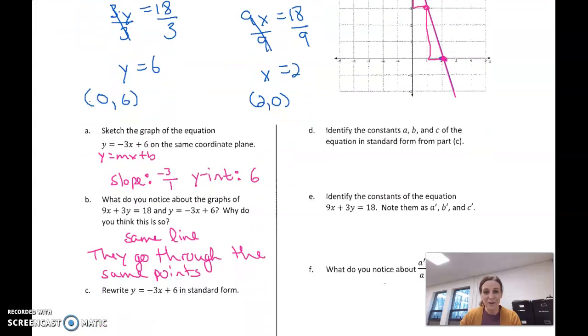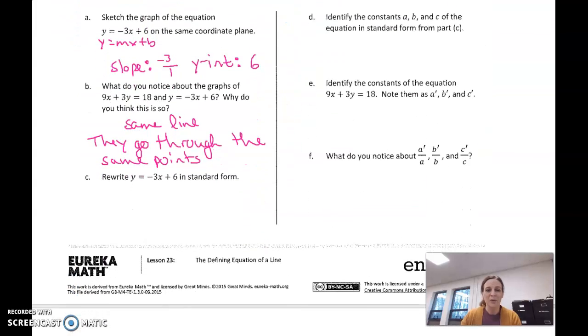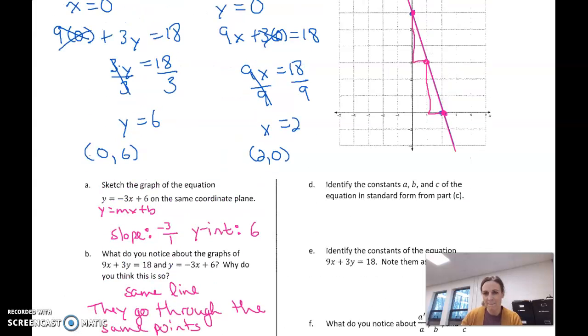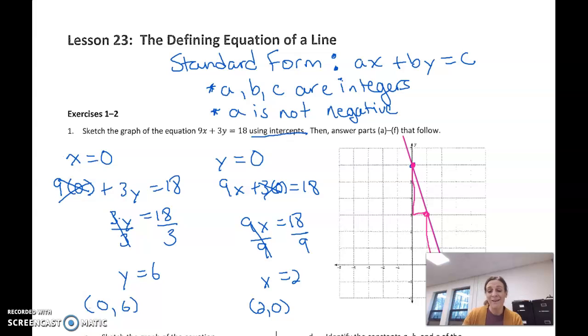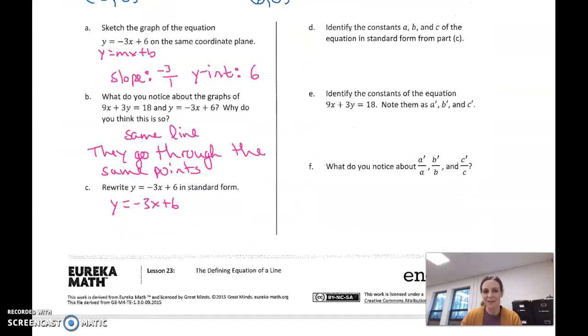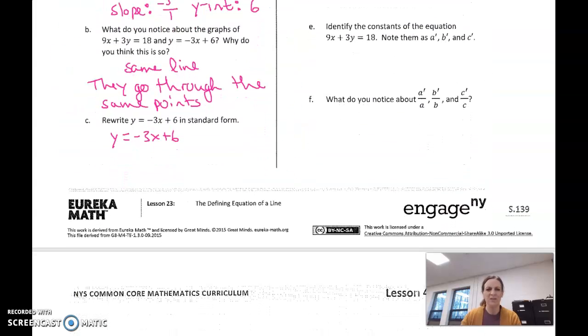Now, notice this bottom part here. It says rewrite this in standard form. So remember, standard form means I've got to get my x and y to the left side of my equal sign. I've got to make sure a, b, and c, the coefficients of x and y and what it's equal to, are integers. And we've got to make sure that a is not negative. So we did this a few lessons ago.